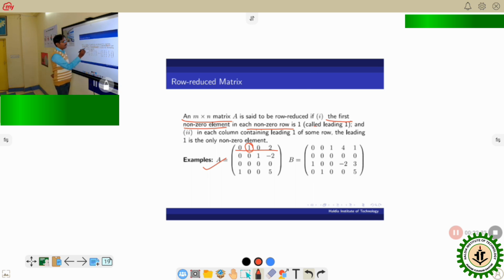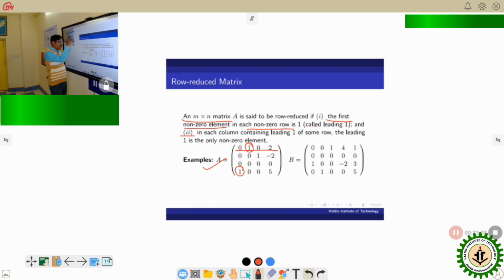And second, in each column containing the leading one of some row, the leading one is the only non-zero element. Here is the second condition: suppose this is your column, the first column containing the leading one of some row, that is the fourth row, except that one, all entries are 0. That is the second condition.